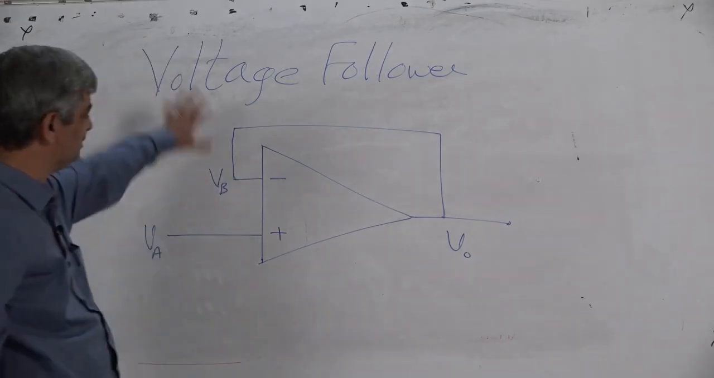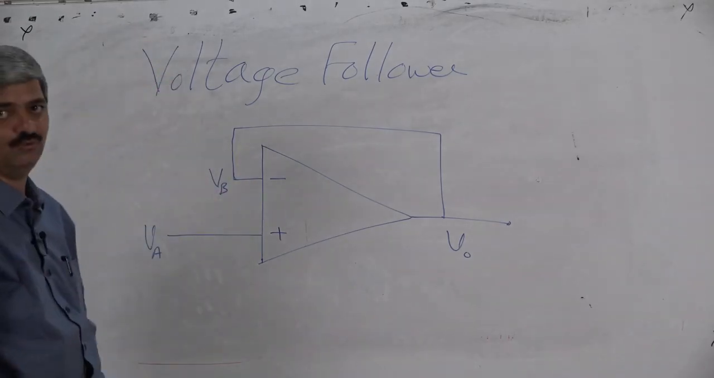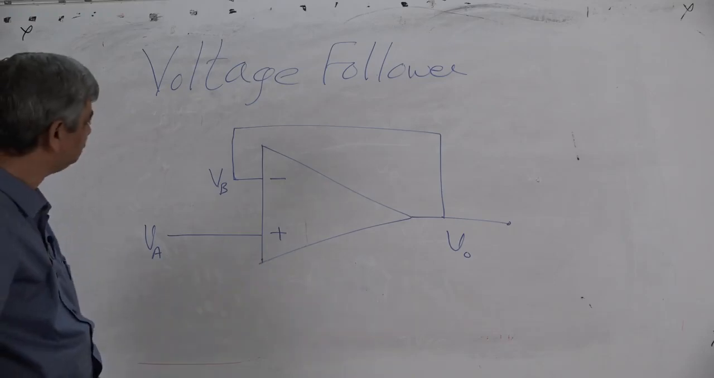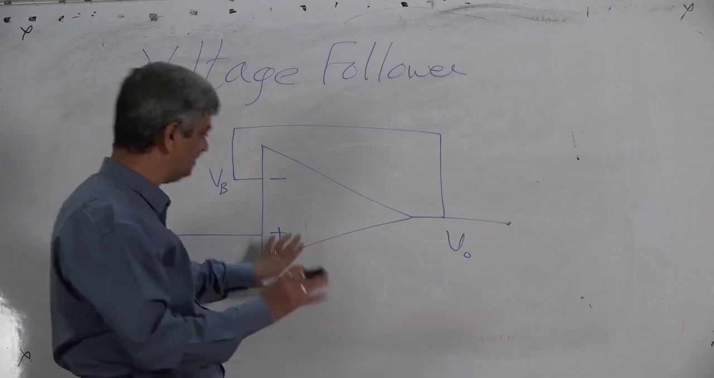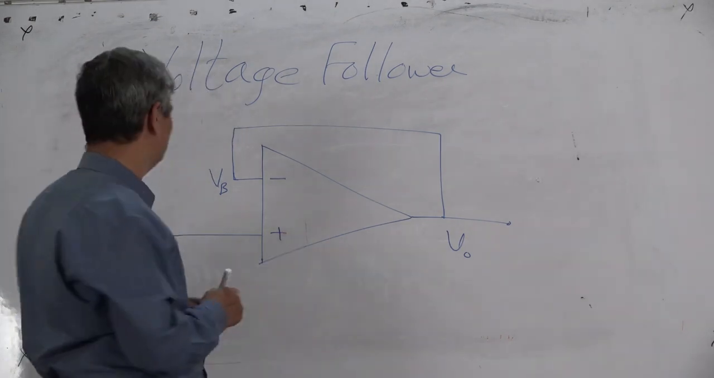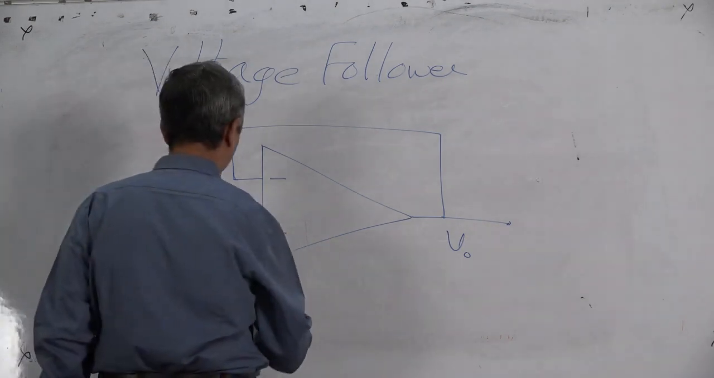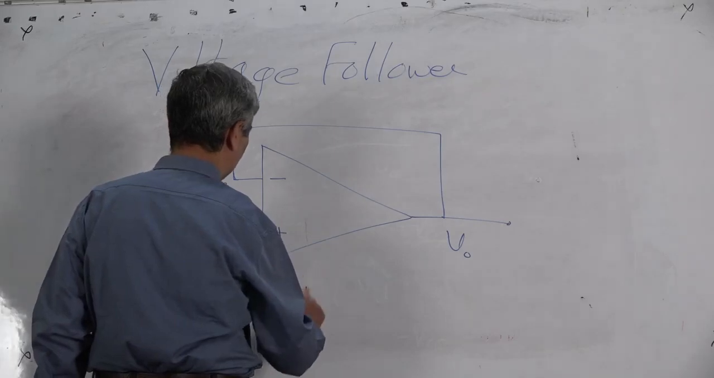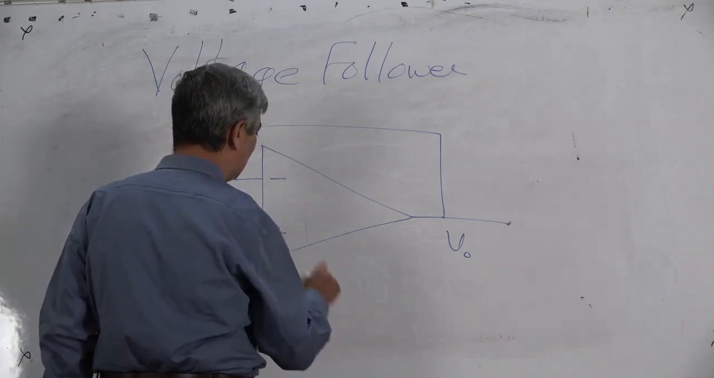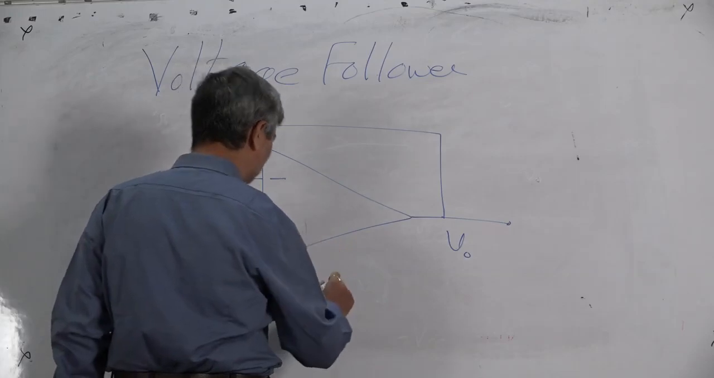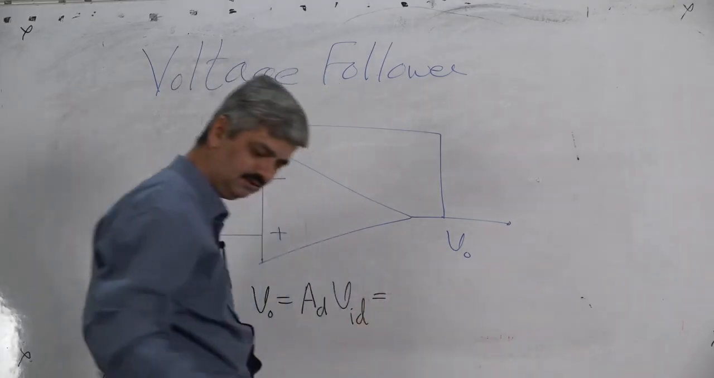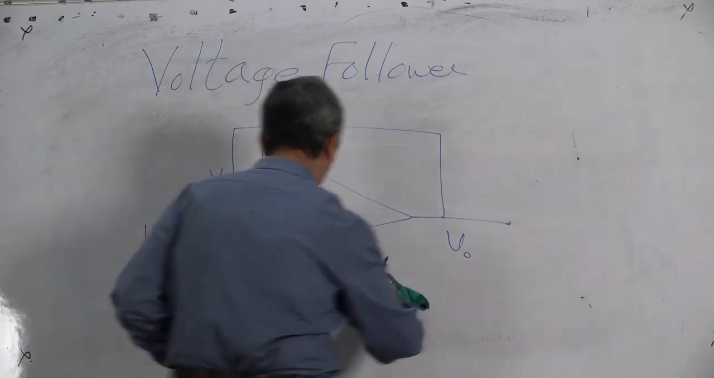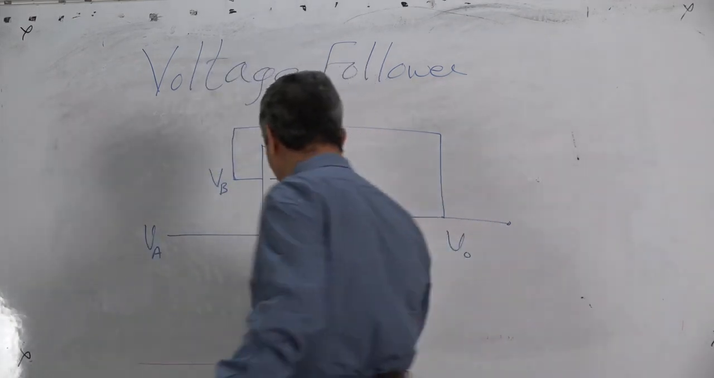Now if a question is asked, determine VO, how will you proceed? We go by a simple method. The op-amp is there, so the op-amp definition will not change. So VO is equal to AD into VID. What is VID? I rewrite all the steps. So VO is equal to AD into VID. What is VID?